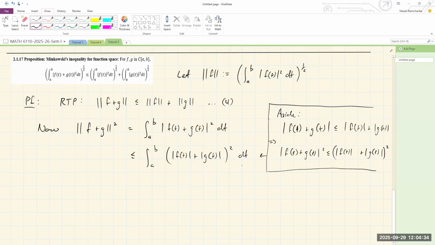Now what I'm going to do is square out these terms. So this is the integral from a to b. A plus b all squared is equal to a squared plus b squared plus 2 times ab. So 2 times the modulus of f of t times the modulus of g of t dt, so this whole thing dt.